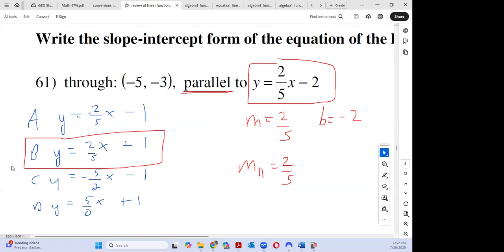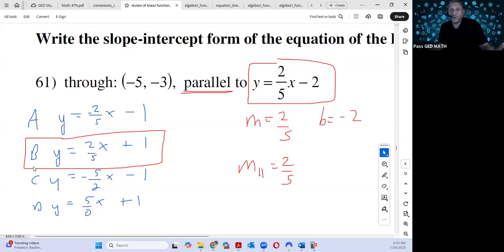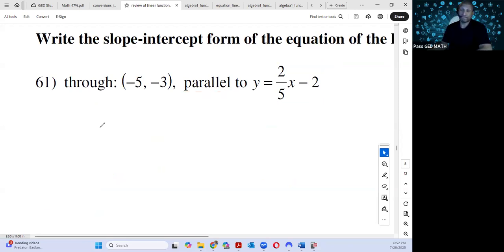Now, the GED is going to give you multiple choice. But I'm going to show you how to do this by hand. I'm going to show you 2 different ways. The last way is going to be with the calculator. Okay? So first of all, y equals mx plus b.